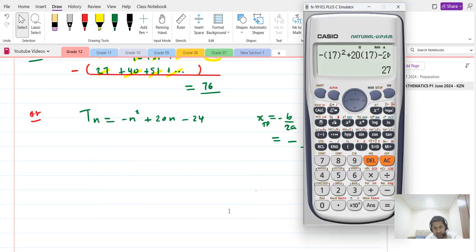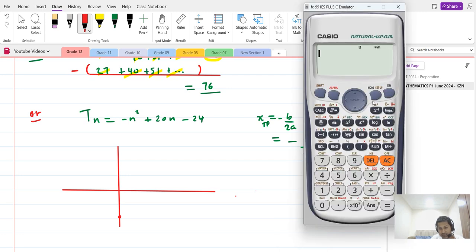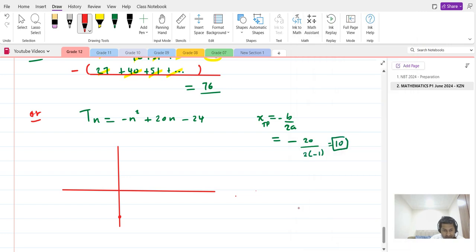So let's look for the x-intercepts and try to draw this graph. The y-intercept is minus 24, and it's a sad face. So we know minus 24 is here. For my x-intercepts, let's put it into the formula: negative 1, 20, negative 24. We're getting funny answers, but anyways.